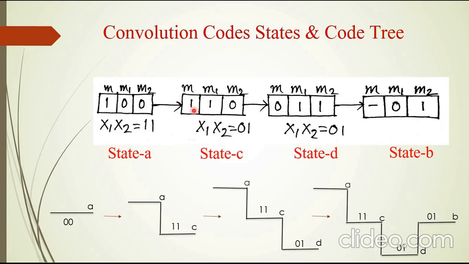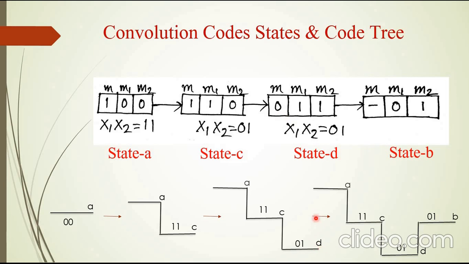Now here, again input is 1. So make it a down step because input is 1, and as you make it a down step, the output will be 0, 1. So here it is 0, 1. And the next state will be D. So you just mention here state D.